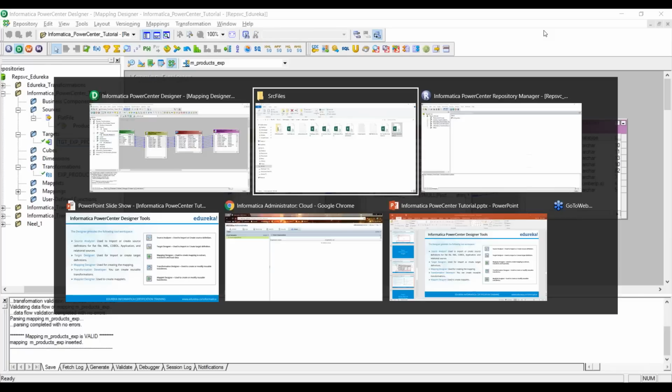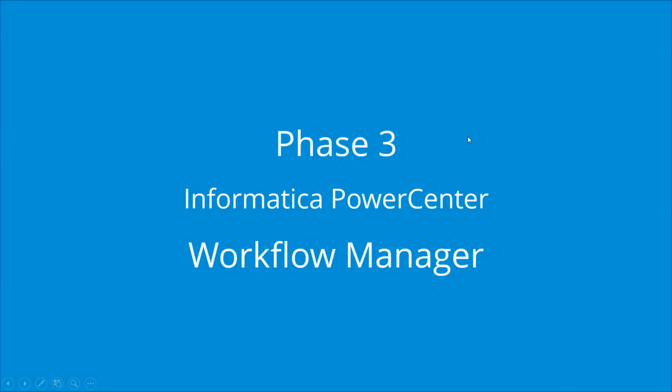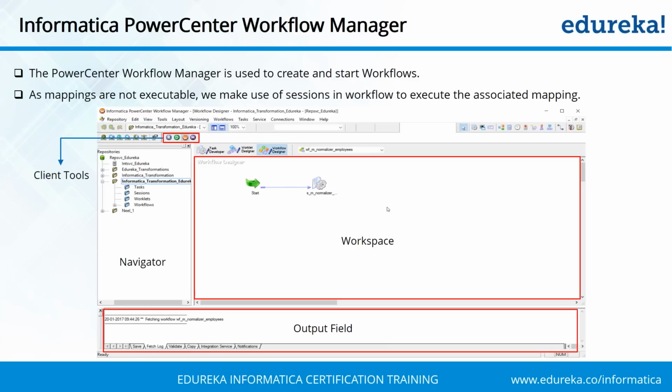All right, so let's come back. So with that, we are done with phase 2 of our solution. It's time we move to phase 3 of our solution. Now phase 3 involves the third tool, that is the Informatica PowerCenter Workflow Manager. Now here, as I had discussed, we'll be mainly creating and starting the execution of various workflows.